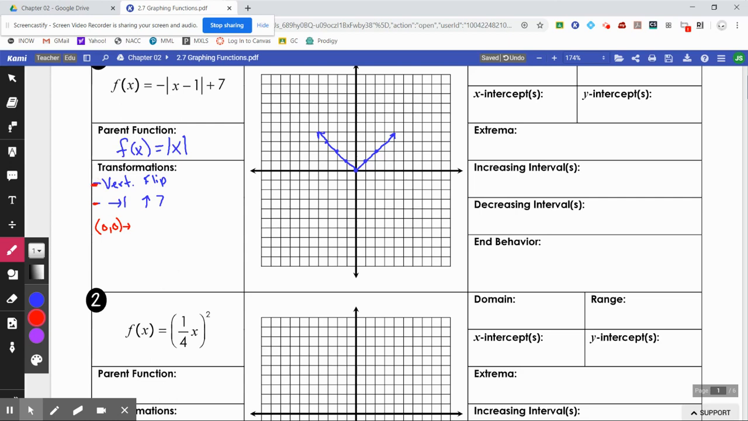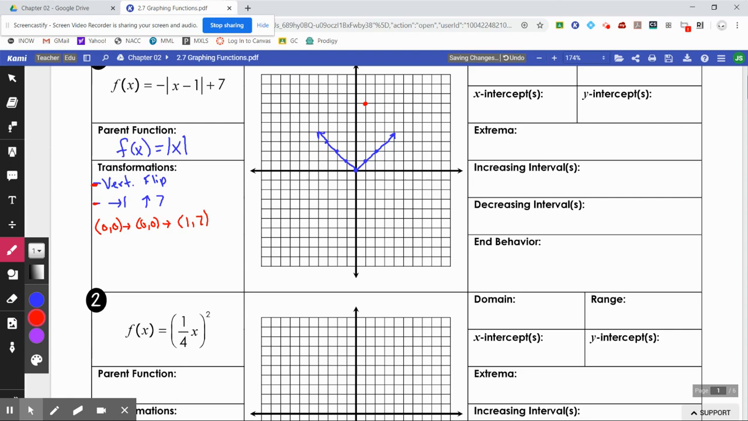If you take that point 0, 0, flip it vertically, again, that's flipping it across the x-axis, it's still at 0, 0. And then if you take that point, move it right 1 and up 7, it is now at 1, 7, and that's your new vertex. And we already knew that was going to be the case because this one is in vertex form.